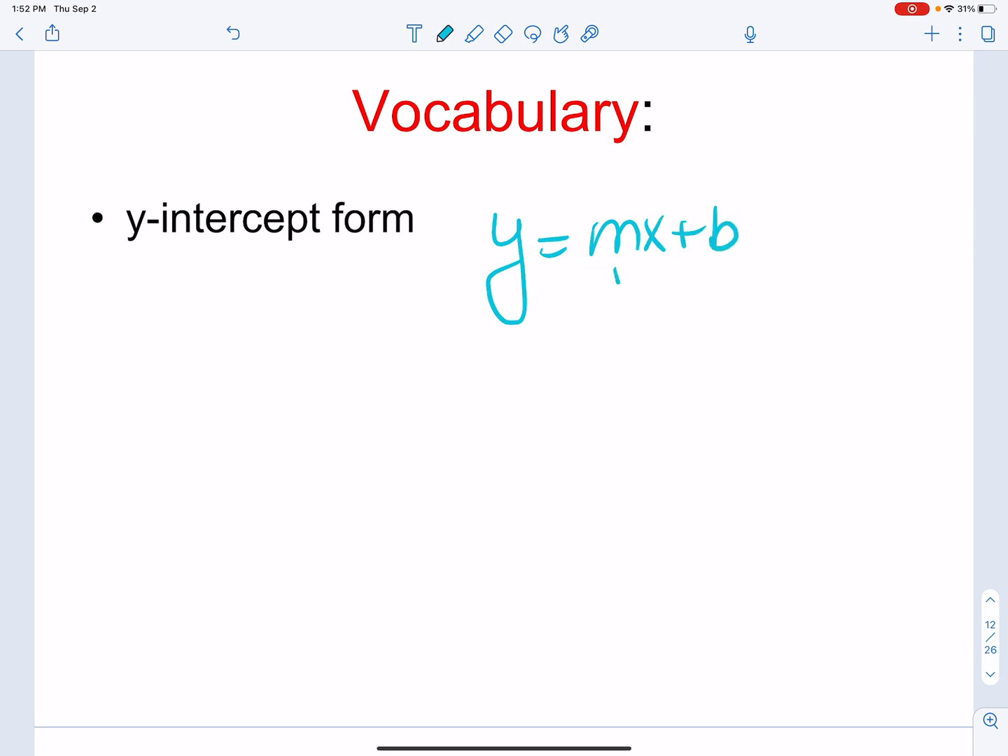Okay, vocabulary: y-intercept form means y equals mx plus b, right? You learned this in junior high. This is your slope. This is your y-intercept. And so you're doing y equals mx plus b. So you've got to know the slope and you've got to know the y-intercept.